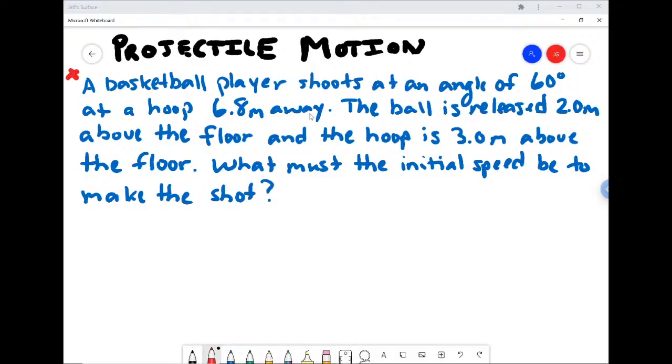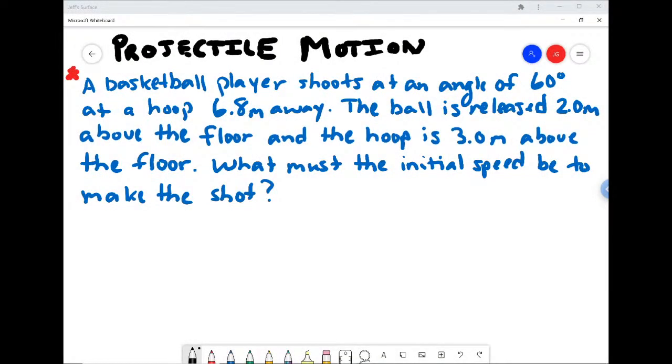Okay, here is the problem. A basketball player shoots at an angle of 60 degrees at a hoop 6.8 meters away. The ball is released 2.0 meters above the floor and the hoop is 3 meters above the floor. What must the initial speed be to make the shot?